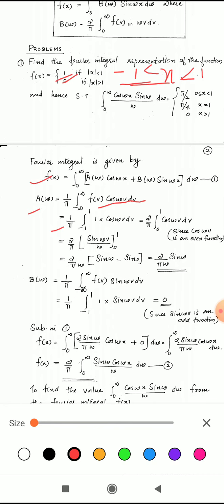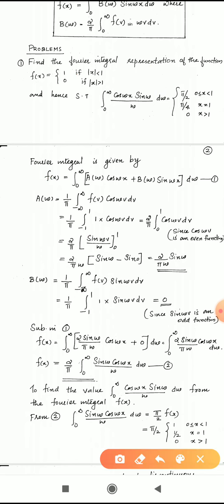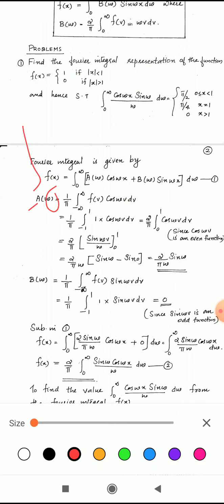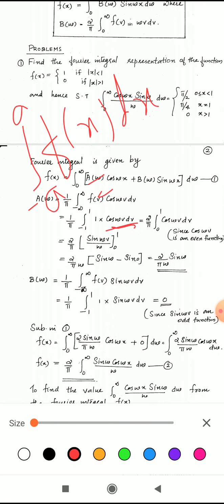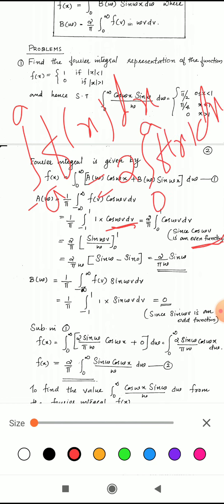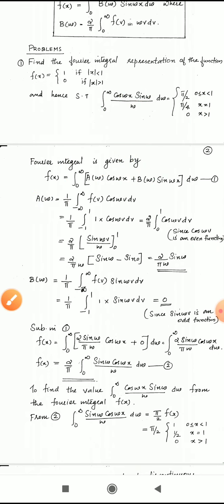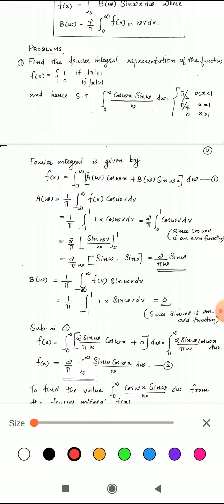This is of the form integral minus a to a f of x dx. In that case we have to check if the function is even or odd. Here the function is cos. Cos is an even function, so this can be written as 2 into integral 0 to a f of x dx. So using that formula we can write integral minus 1 to 1 as 2 into integral 0 to 1 cos omega v dv.